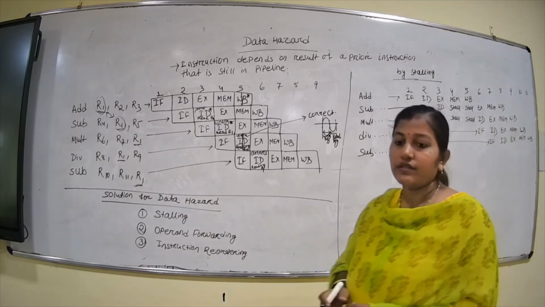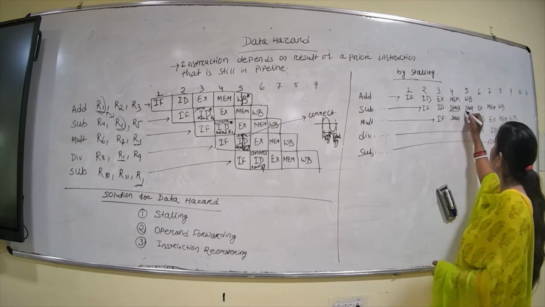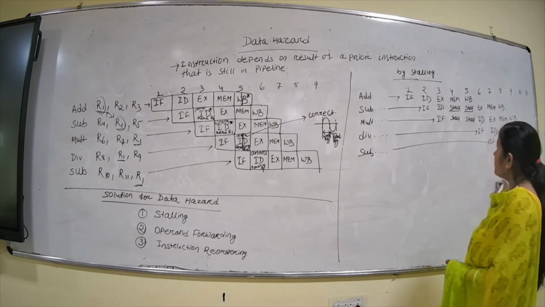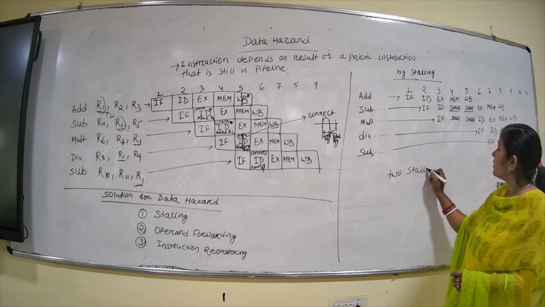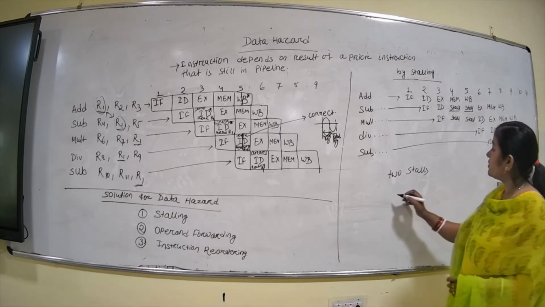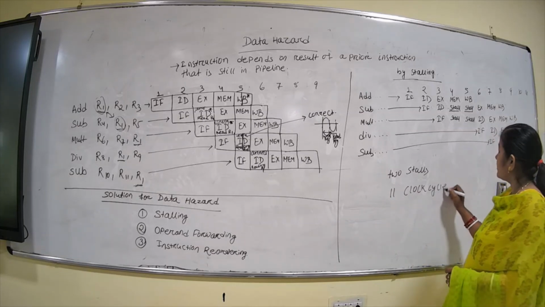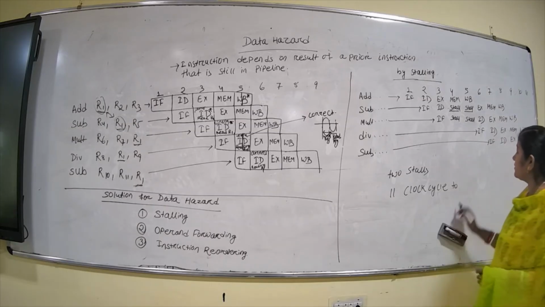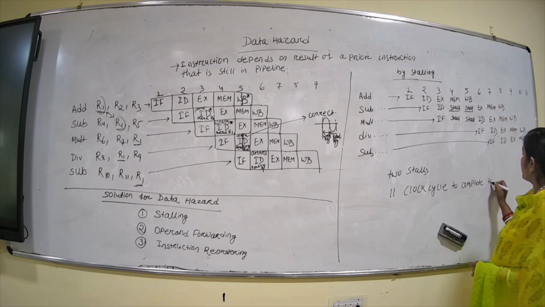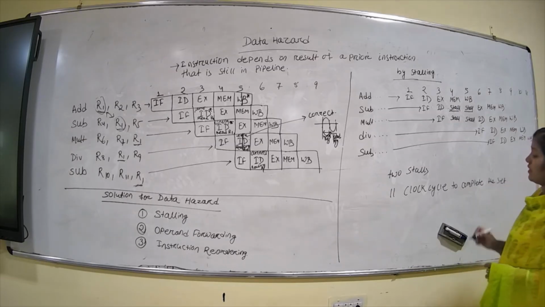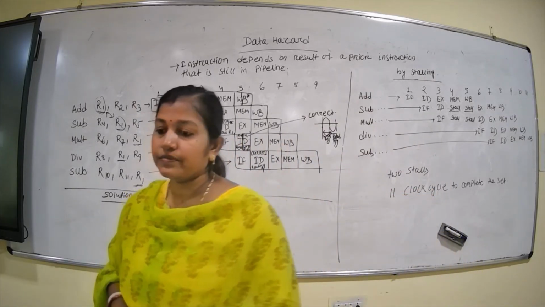This is it. That means we are making two stalls here. So you will write: two stalls are there. And how many clock cycles are required? 11 clock cycles to complete the instruction set. 11 clock cycles are required to complete this instruction set.